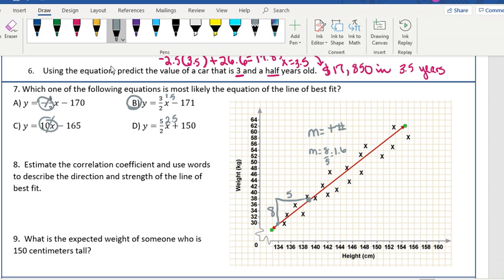Estimate the correlation coefficient. Okay. Wow, is this ever hard? This is still pretty tight. I would say it's about a 0.8. It's positive. And I would take a 0.85 or even a 0.9 on this. 0.8, anywhere from 0.8 to 0.9. It is positive and it's strong.